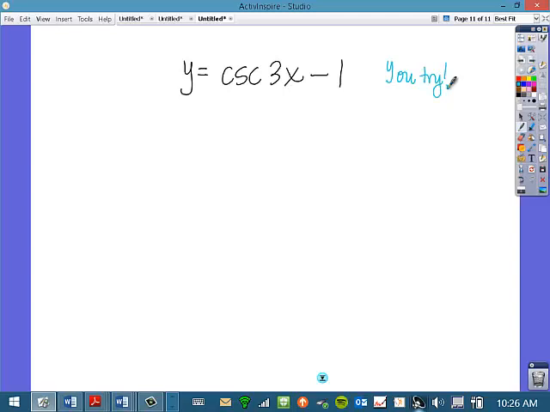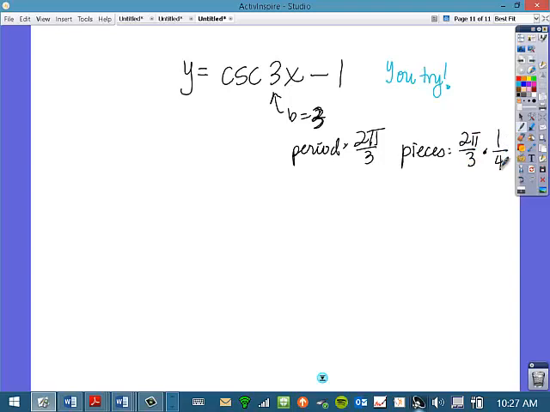All right, so back to this U-try problem. This is our B. B is 3. Not 2, 3. B is 3, making our period 2 pi over 3, which would make our pieces, well, I have to take 2 pi over 3 and divide it by 4, meaning I'm going to multiply by 1/4, which would make this 2 pi over 12, which reduces to pi over 6. So each piece is pi over 6.